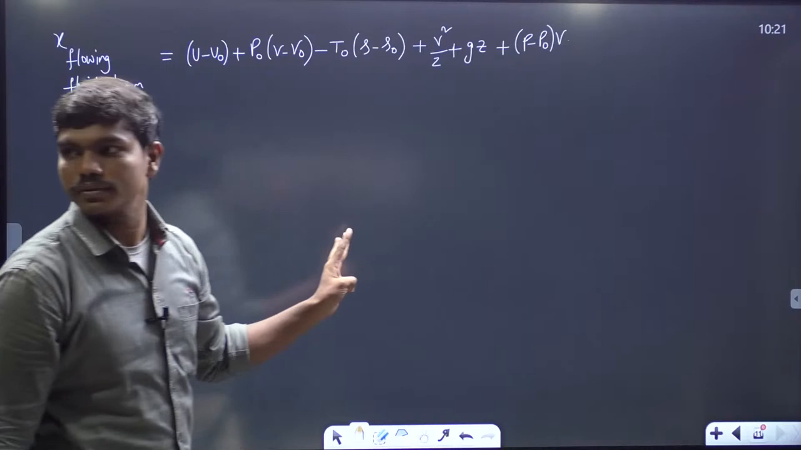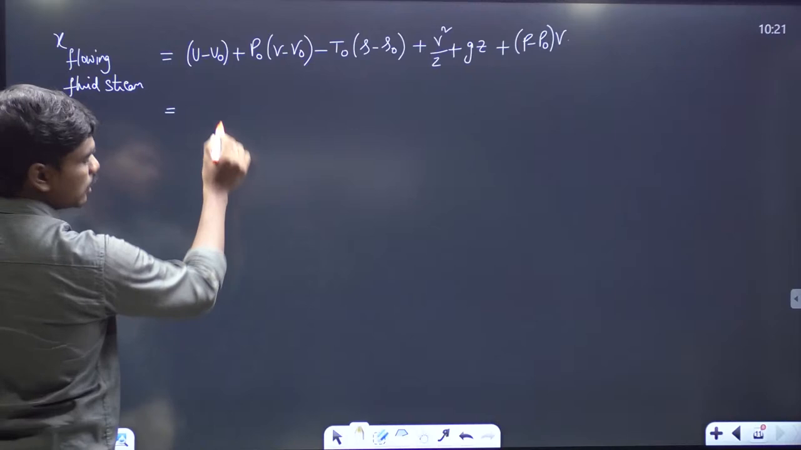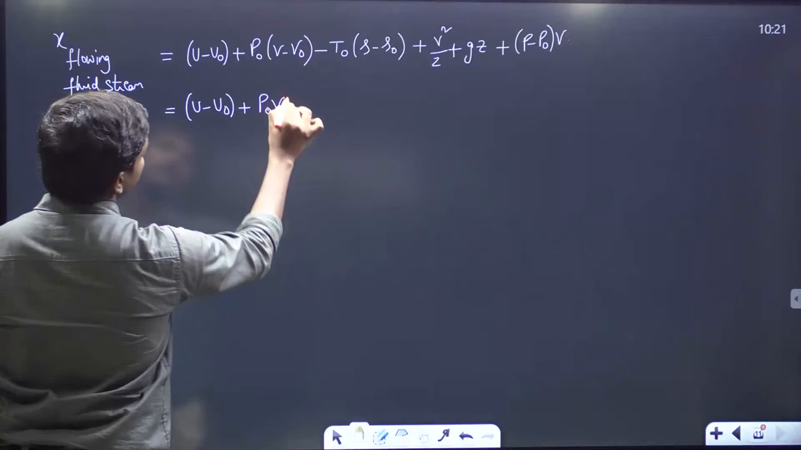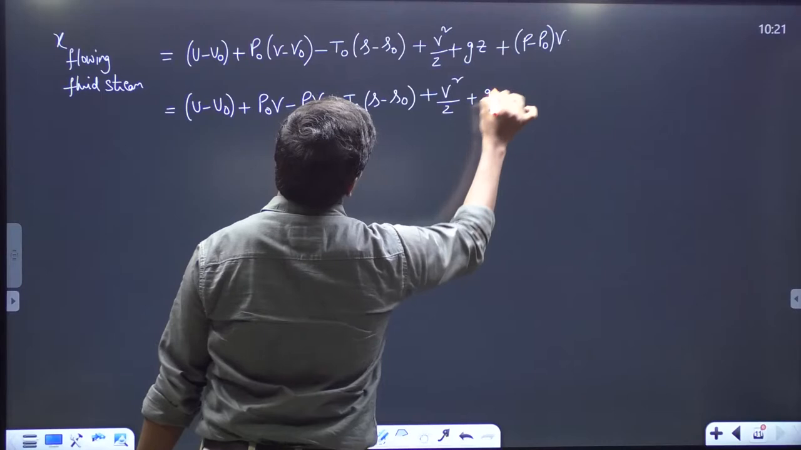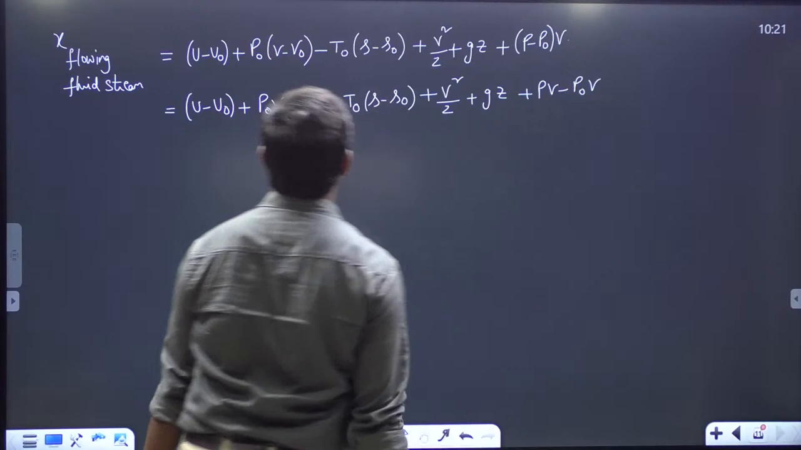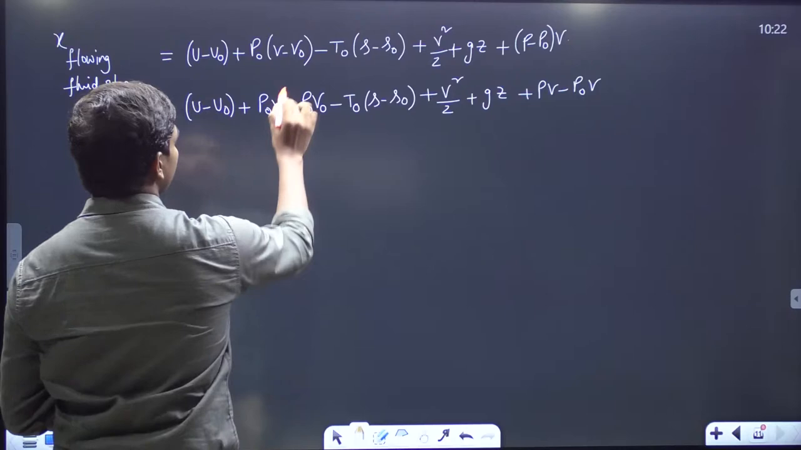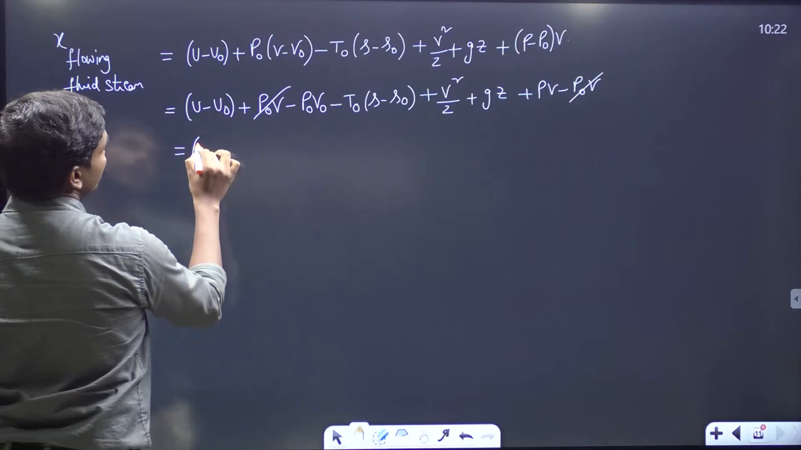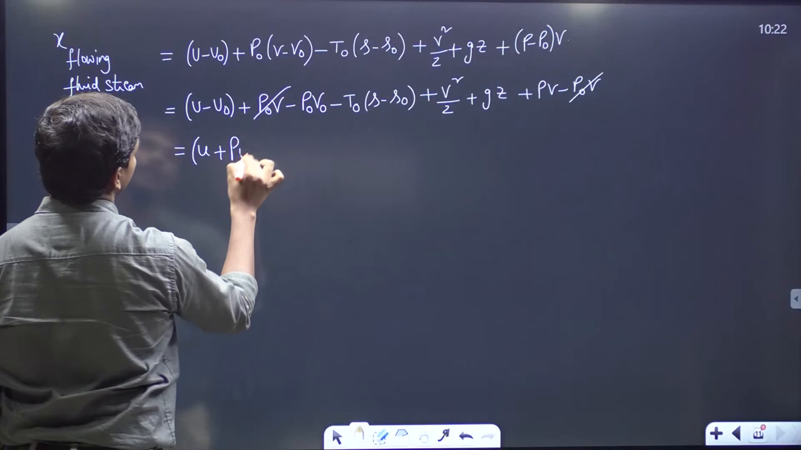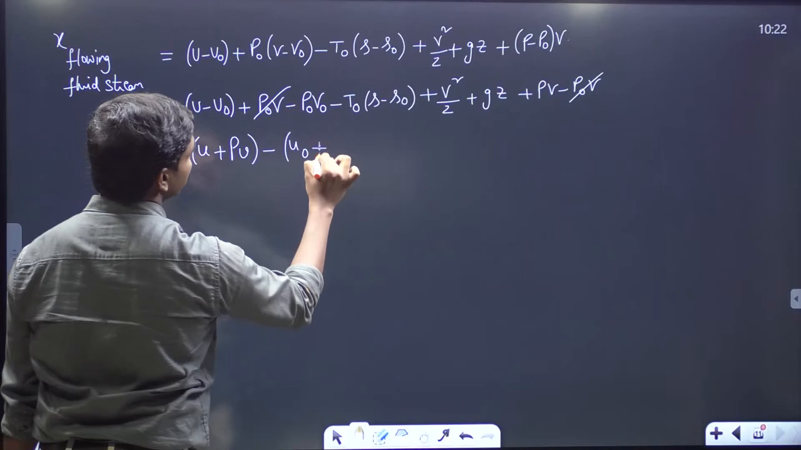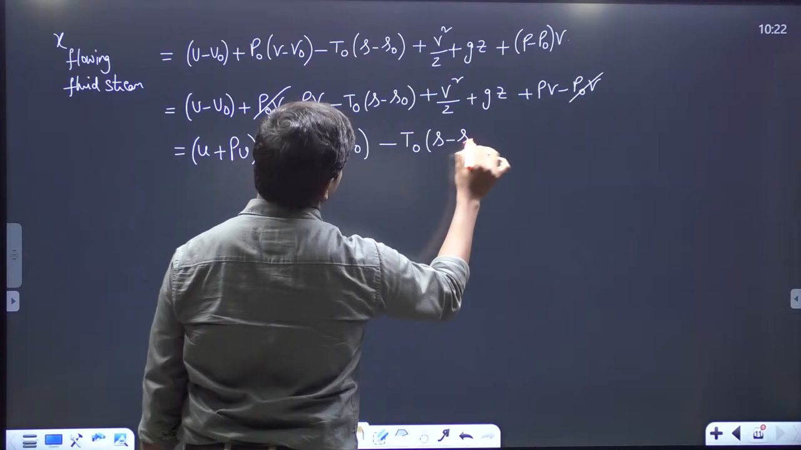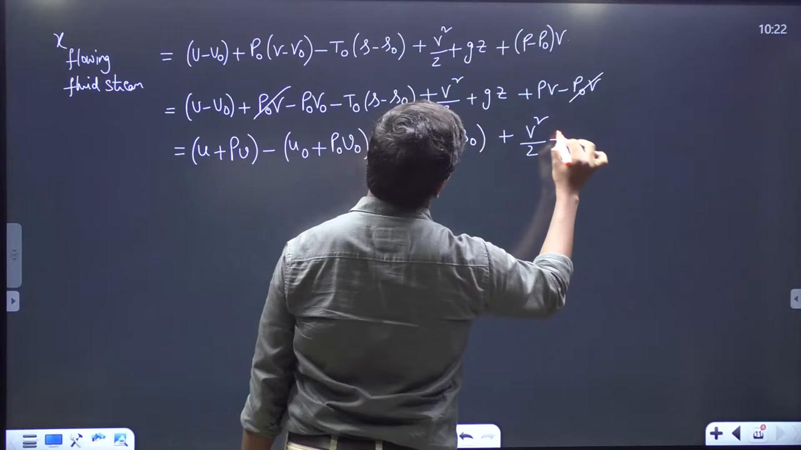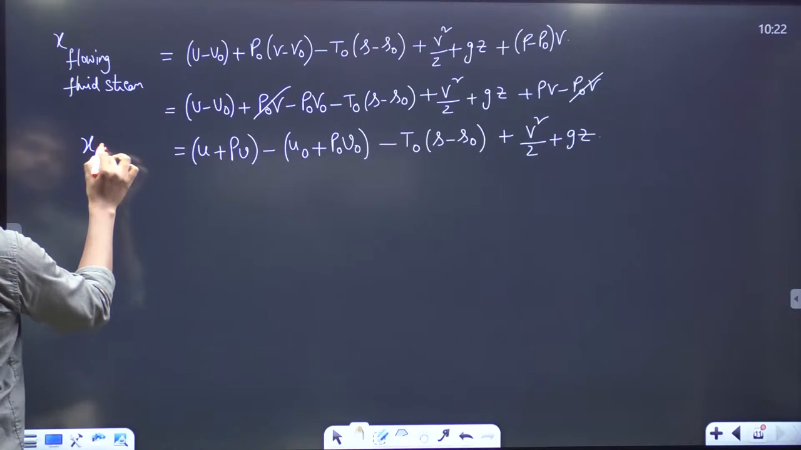Now see here, we'll simplify a few things. U minus U naught plus P naught V minus P naught V naught minus T naught into S minus S naught plus V square by 2 plus gz plus PV minus P naught V. Correct? This is what we have. Now this P naught V and P naught V get cancelled. So this is equal to U plus PV minus U naught, and writing this under bracket, plus P naught V naught, minus T naught into S minus S naught plus V square by 2 plus gz. This is what we have as the total exergy of a flowing fluid stream, basically for an open system analysis.